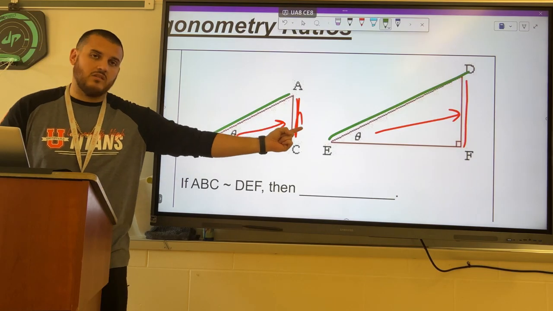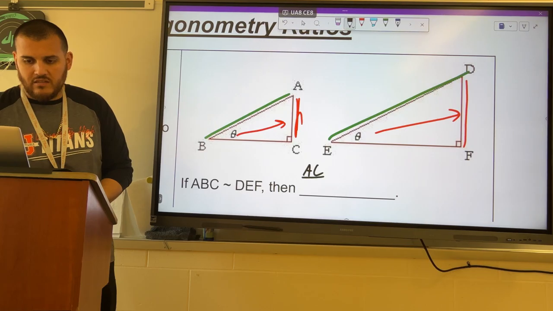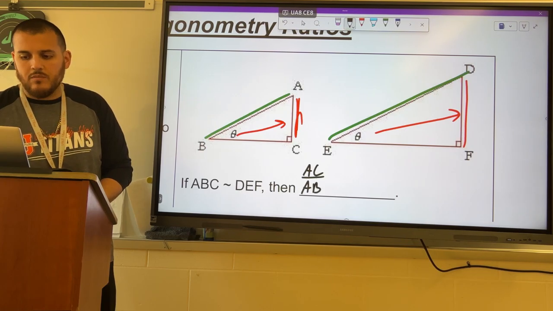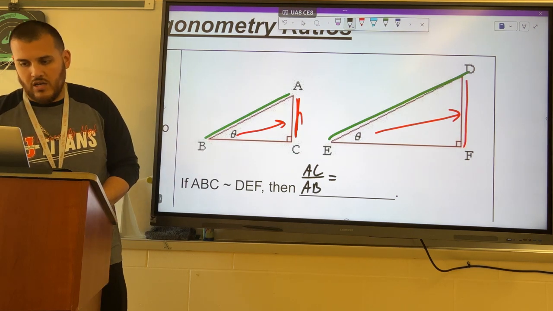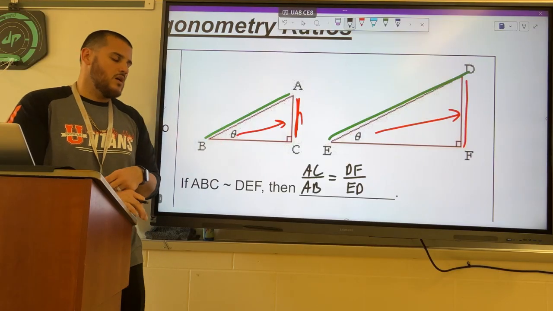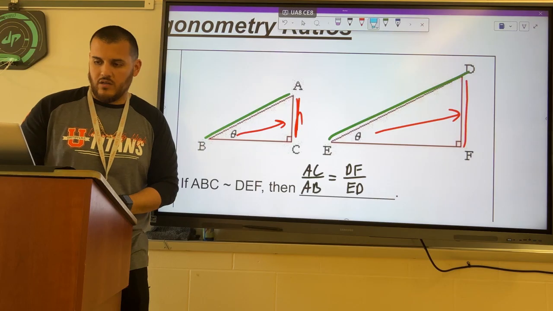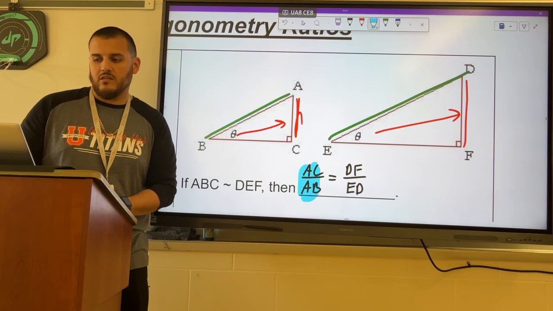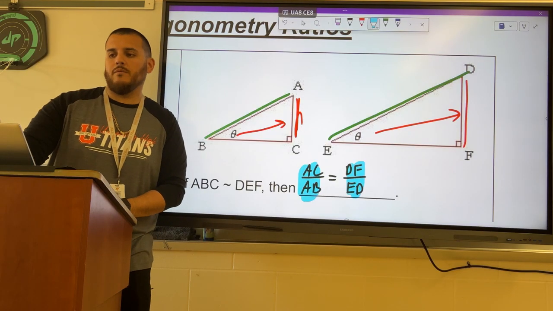For example, this short leg over this hypotenuse, that ratio of AC to AB, would have to be equal to the corresponding sides on the similar triangle. So that would be equal to DF and ED. And again, this idea of having these proportional pieces on similar triangles unlocks all the trigonometry ratios that we're going to be writing. Trigonometry ratios like that, AC over AB, and that DF over ED. Let's explore a little bit more.